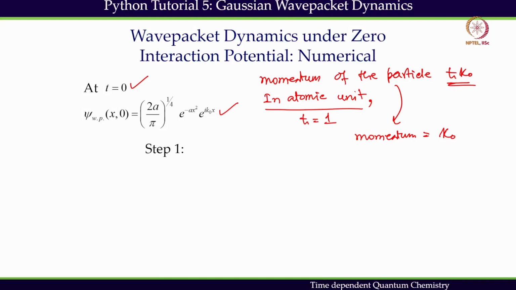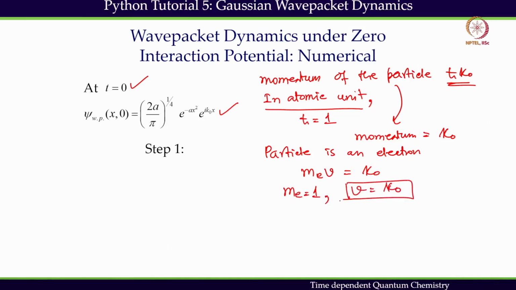Now, if the particle is considered to be an electron, this momentum will be represented by this k naught, and the mass of the electron is considered to be, again in atomic unit, 1 atomic unit. In that case, velocity is equal to k naught. This is in atomic unit only.